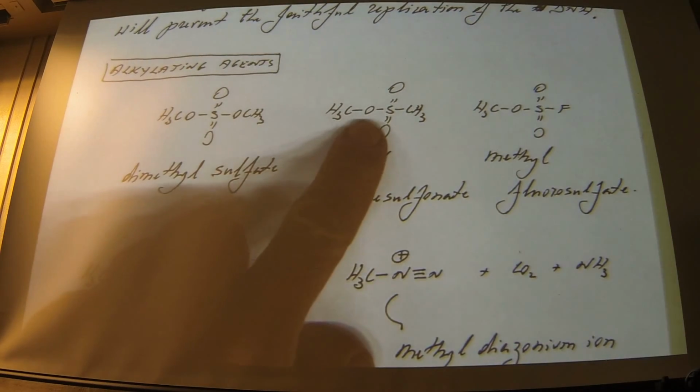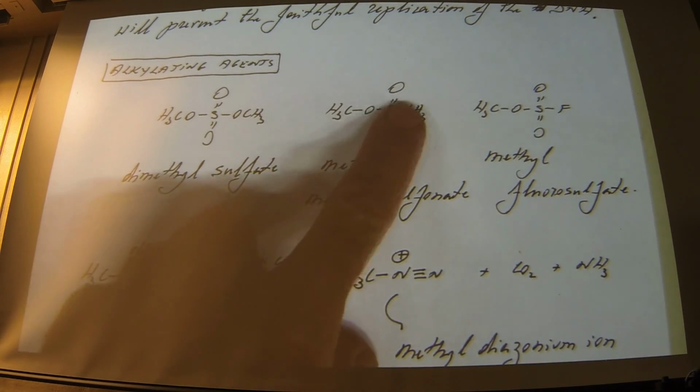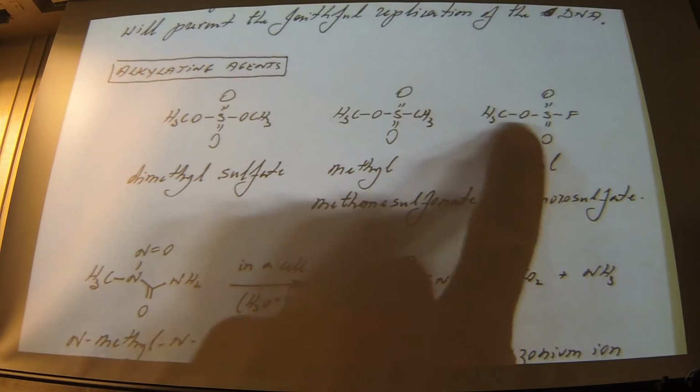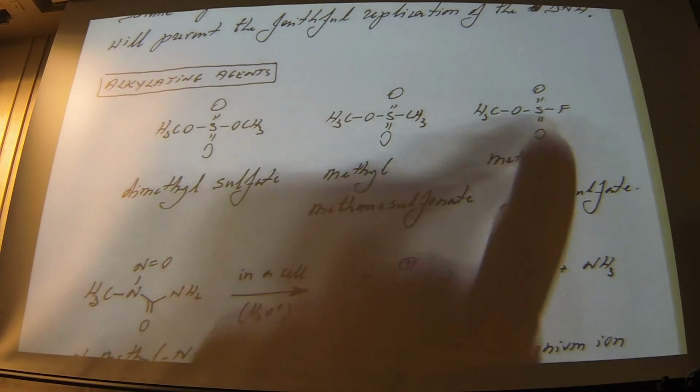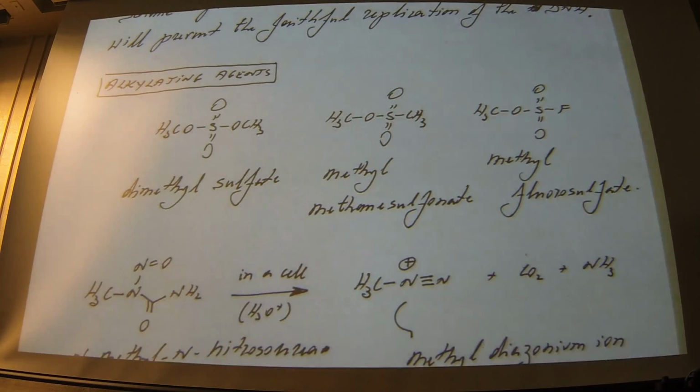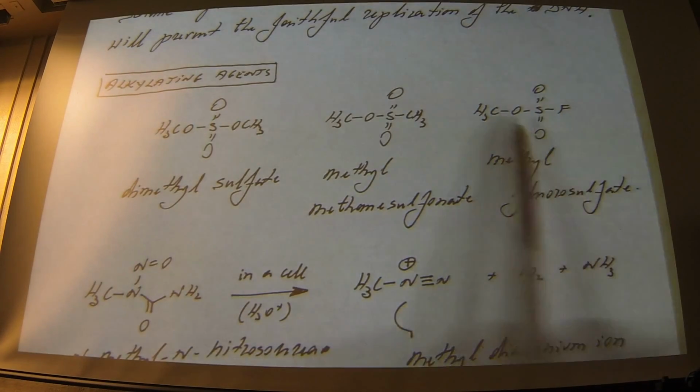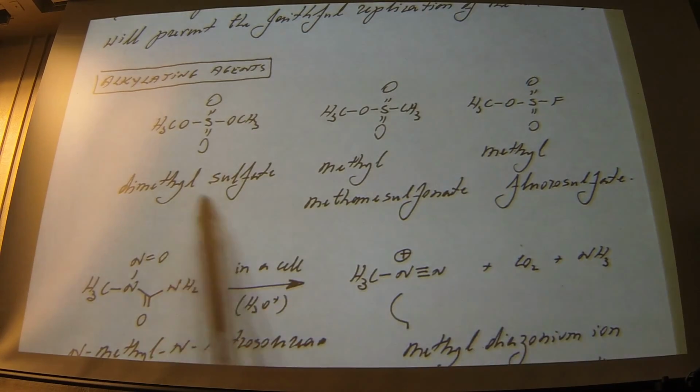Same thing for methyl mesylate. This is mesylate. And methyl fluorosulfonate is the stuff I told you about called magic methyl, that the poor guy got himself killed when he spilled it on himself. And so these are very powerful alkylating agents.